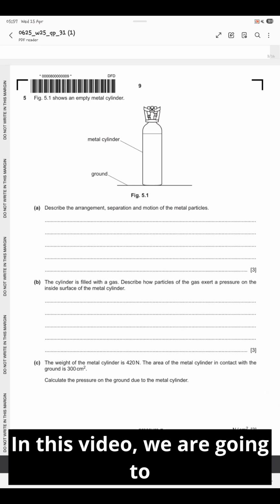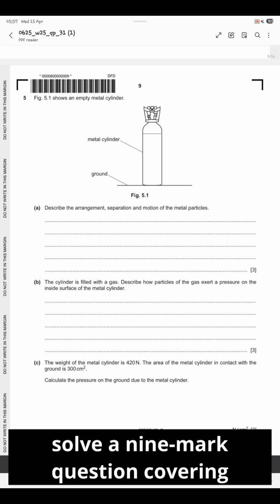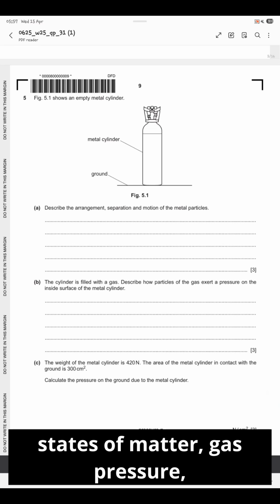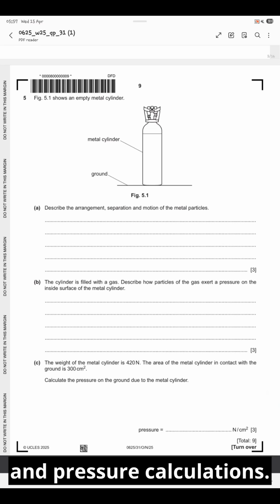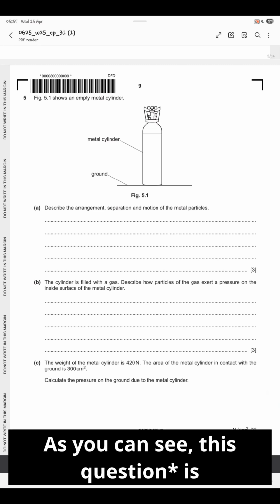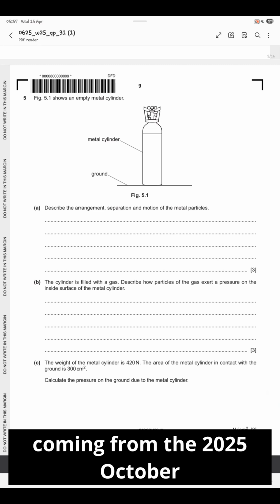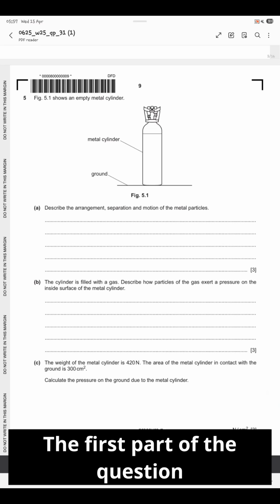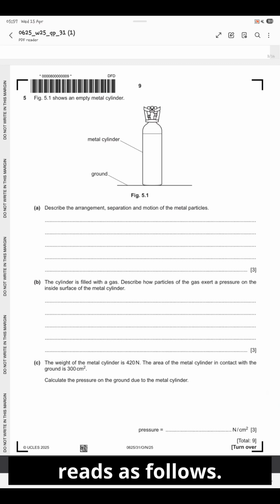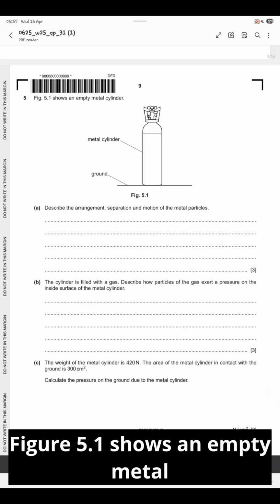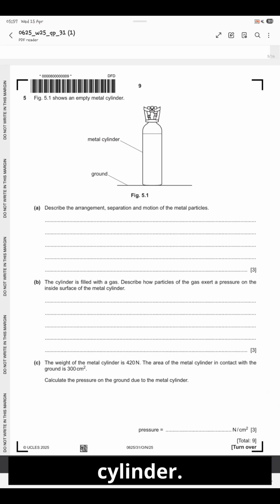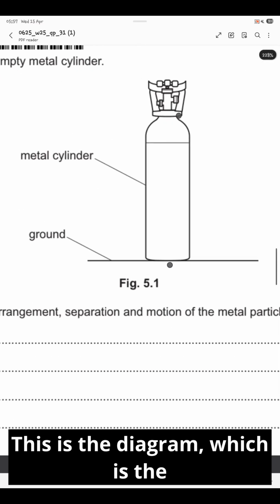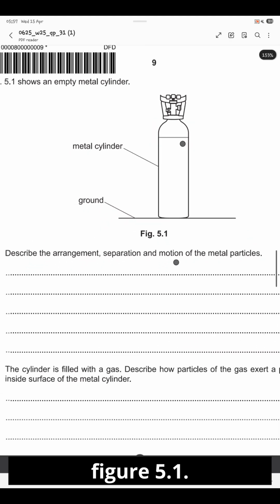In this video, we are going to solve a 9-mark question covering states of matter, gas pressure, and pressure calculations. As you can see, this paper is coming from the 2025 October-November paper 3, variant 1. The first part of the question reads as follows. Figure 5.1 shows an empty metal cylinder. This is the diagram, which is the figure 5.1.